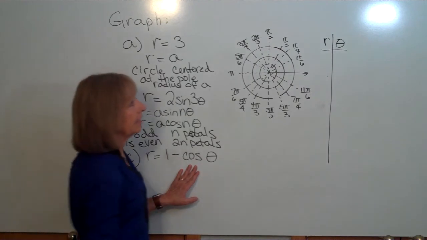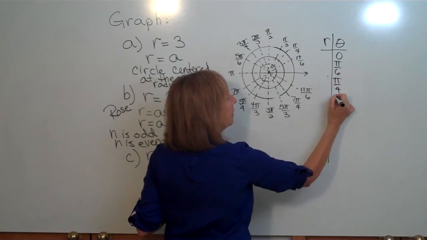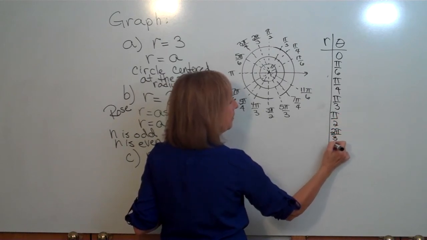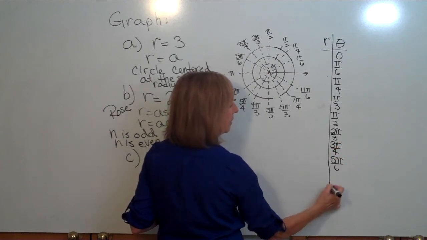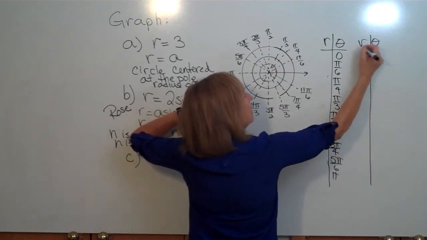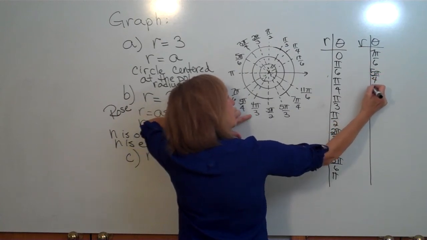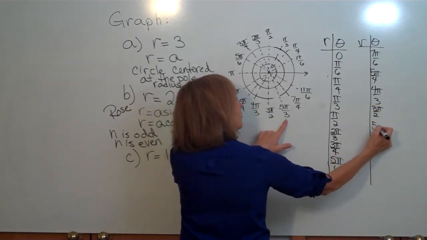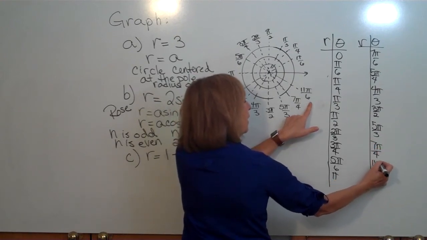And we are going to plug in, let's go 0, then pi over 6, pi over 4, pi over 3, pi over 2, 2 pi over 3, 3 pi over 4, 5 pi over 6, and then pi. And then we'll continue on with 7 pi over 6, 5 pi over 4, 4 pi over 3, 3 pi over 2, 5 pi over 3, 7 pi over 4, and then 11 pi over 6.